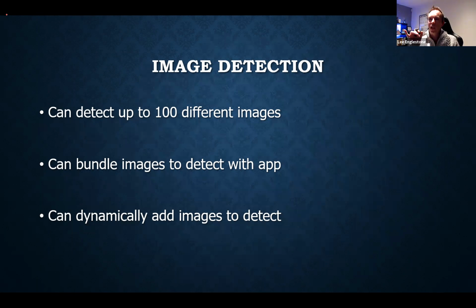As well as bundling 100 different images, you can also dynamically add images to detect. And you might think, well, why would you want to do that? Well, you might not know what image you want to detect at compile time, when you're deploying your app. One use case might be, maybe you're in a bookshop, and when the app loads, it goes off and hits the Amazon API and gives me the 100 best-selling non-fiction books, gets all the front covers for those 100 books, and then puts them in memory.